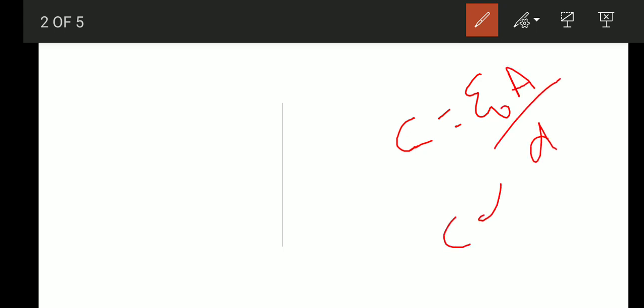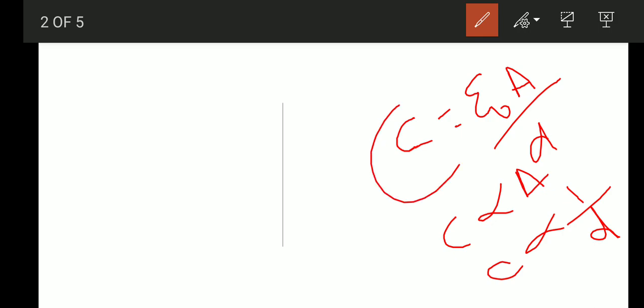Last class we discussed the capacitance of the parallel plate capacitor. The formula which we derived is epsilon naught A by D, and we obtained the relation that the capacitance is directly proportional to the area and inversely proportional to the distance between the plates. Now this capacitor is a device used to store electric charge as well as electric energy. How much energy is stored in this capacitor, that is what we are going to calculate now.